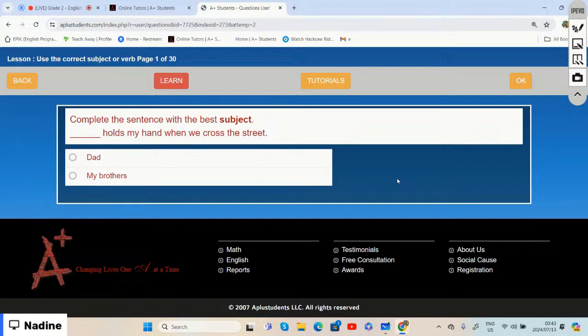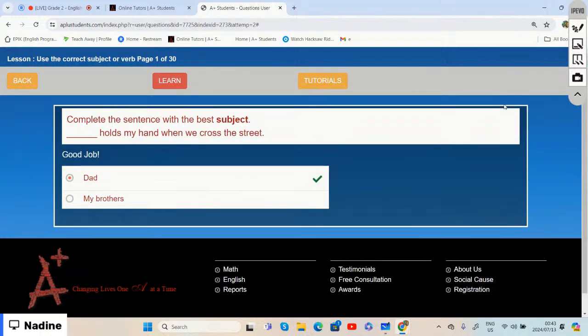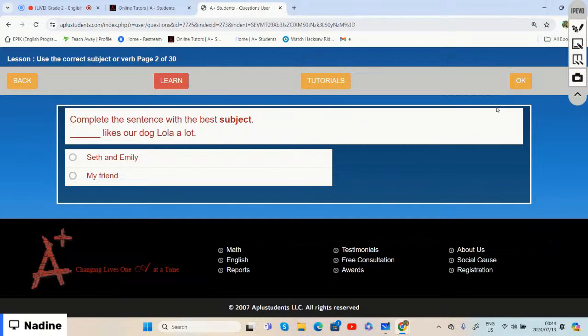Remember, we said if our subject refers to one person doing an action, then the verb will end with an S. If it's more than one person doing an action, then our verb will not end with an S. And yes, which means that we will say dad, which refers to one person, holds my hand. So well done. Dad is correct.